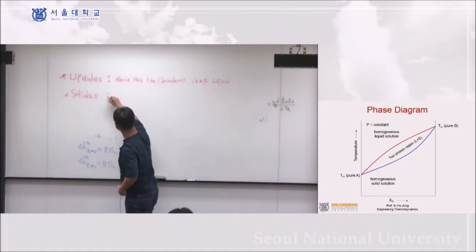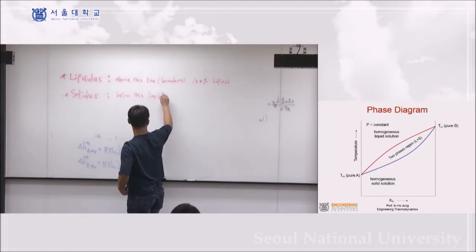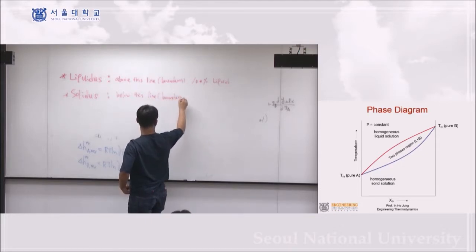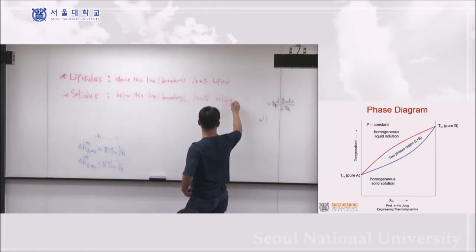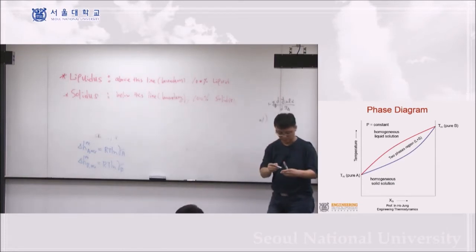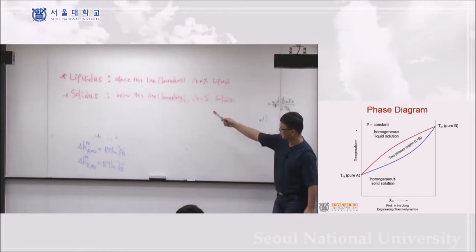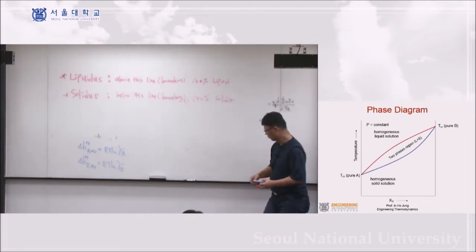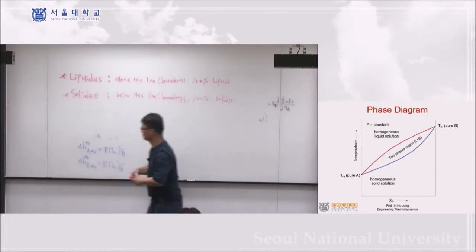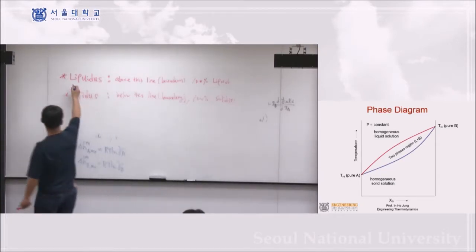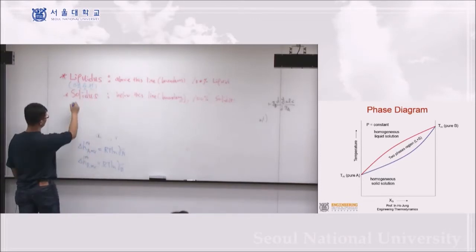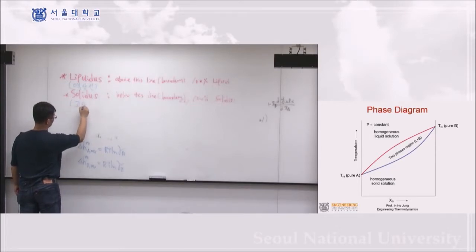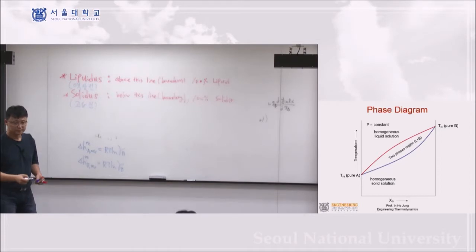Okay? And solidus is, it should be 100% solid or solids, whatever. Okay? You can have more than one solid. Then we call this one solidus. And in Korean, because you might need some terminology in Korean, we call this one 액상선, and this one as 고상선. Okay?